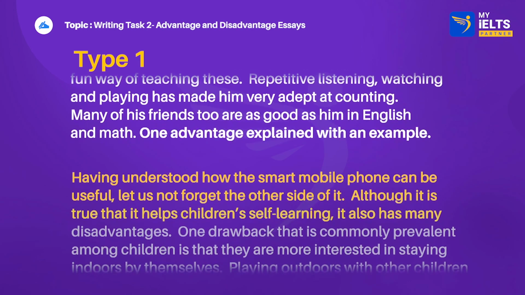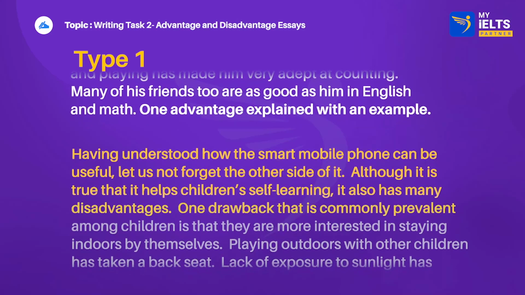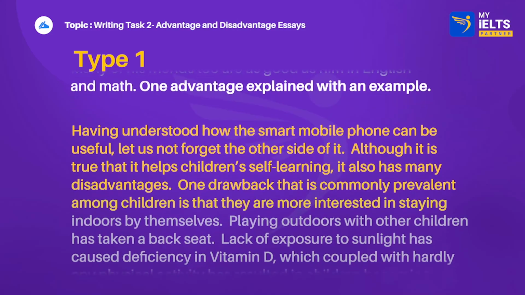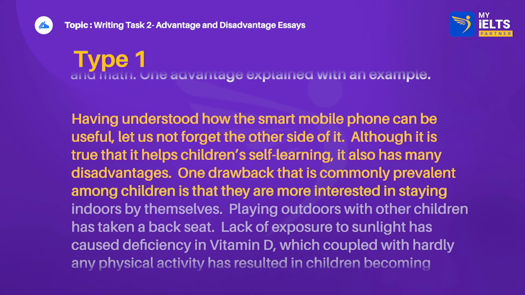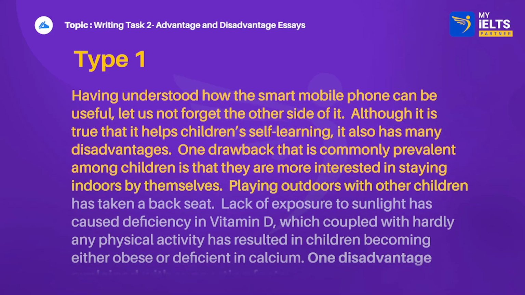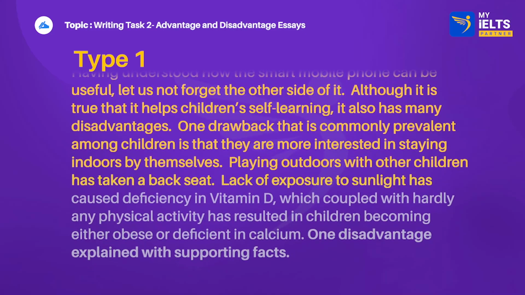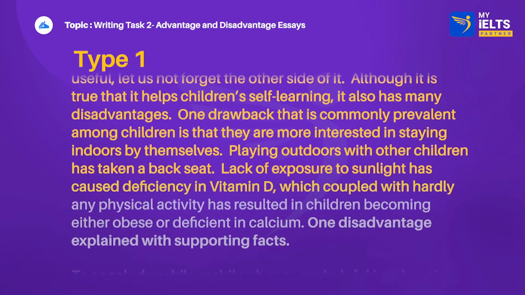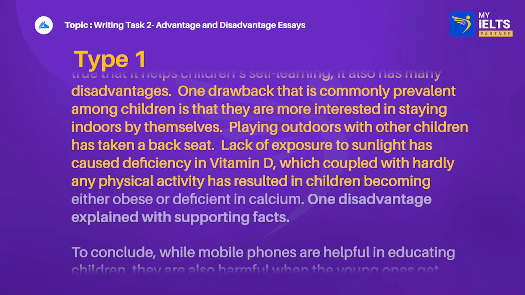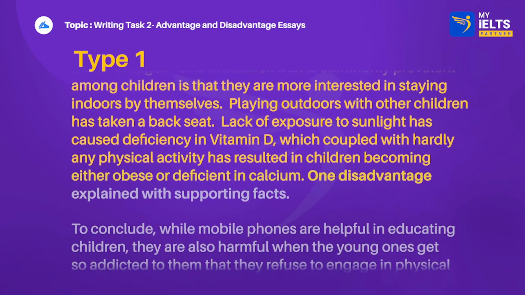Although it's true that it helps children's self-learning, it also has many disadvantages. One drawback that is commonly prevalent among children is that they're more interested in staying indoors by themselves. Playing outdoors with other children has taken a backseat. Lack of exposure to sunlight has caused deficiency in vitamin D, which, coupled with hardly any physical activity, has resulted in children becoming either obese or deficient in calcium.